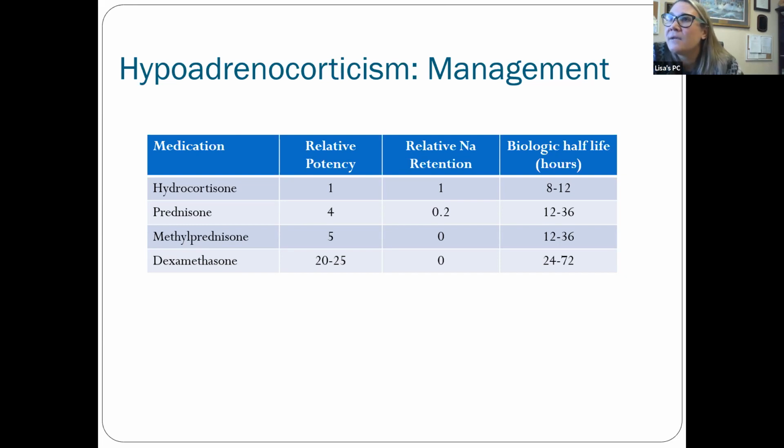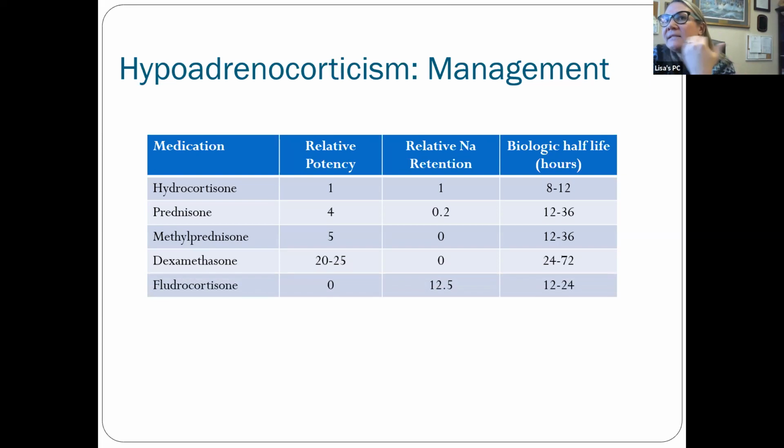Prednisone is about 4 times as potent as hydrocortisone. Methylprednisone is about 5, and then dex is about 20 to 25 times as potent as hydrocortisone. So if you're using one of those medicines for whatever reason to replace hydrocortisone or cortisol, then you've got to keep in mind their potency. And so if hydrocortisone maintenance is 12 mg per meter squared per day, then prednisone or meth is going to be about 2 to 3 mg per meter squared per day. So anyway, it's just important to think about.